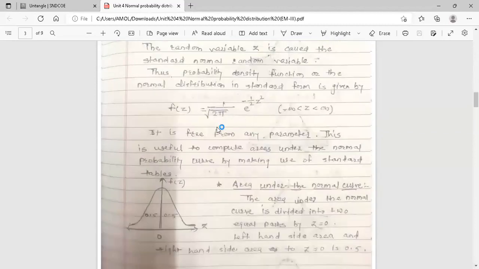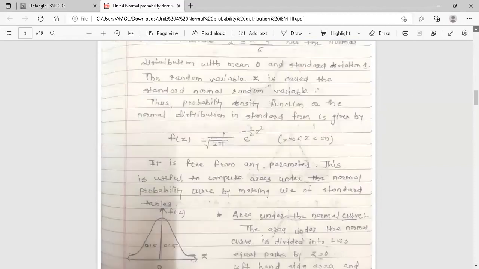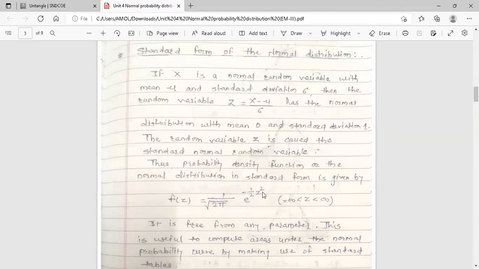So this equation becomes 1 upon under root 2 pi into e to the power minus half z square. We replace x by z, mu is 0, sigma is 1. So this is the equation of the normal distribution in standard form, and it lies between minus infinity to infinity.